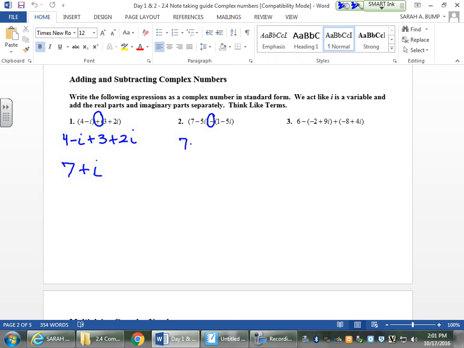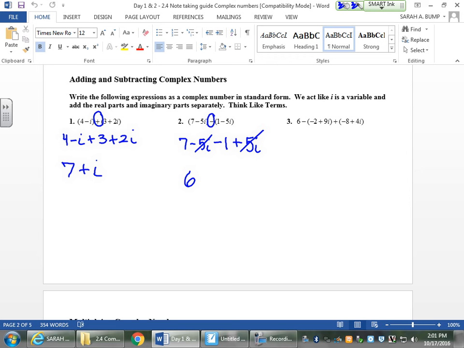First one is going to stay 7 minus 5i, and if we distribute the negative 1 into the second complex number, we will get negative 1 plus 5i. When we combine like terms, 7 minus 1 is 6, and the 5i's cancel each other out. So when we subtracted those imaginary numbers, we got a real number.